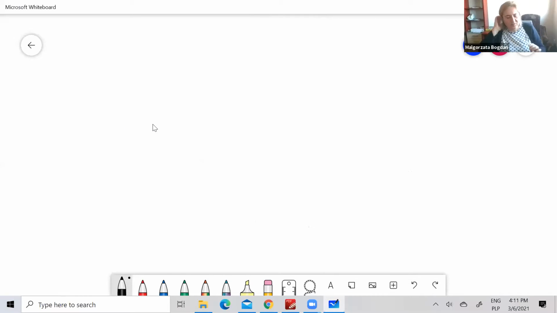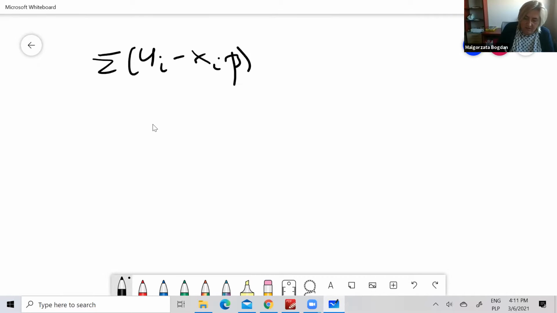Okay, so basically, like in regular regression, you aim at minimizing the sum of (yi minus xi beta) squared. I lost my pen. Oh yes, here is my pen. You see my screen? You see my whiteboard? Yes. So we aim to minimize the sum of (yi minus xi beta) squared. This is what you want to minimize when you do regression.